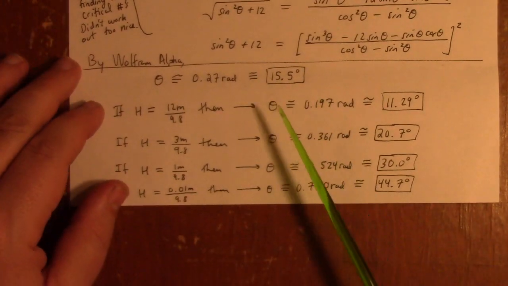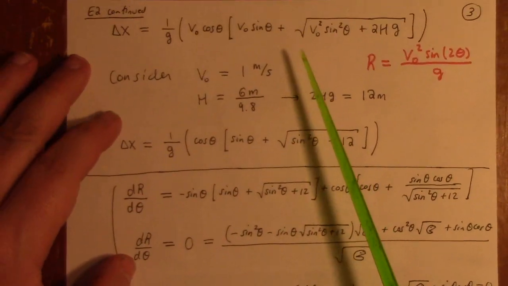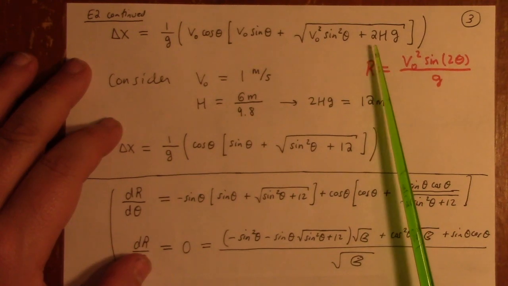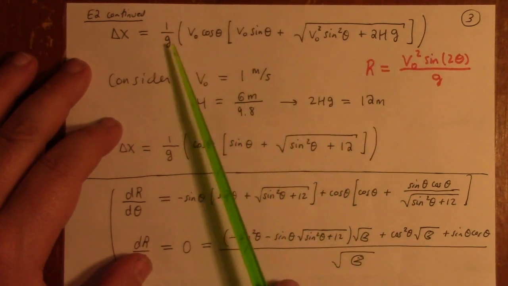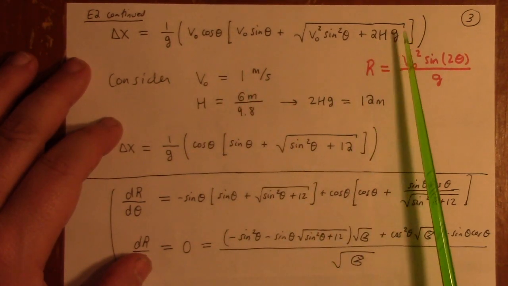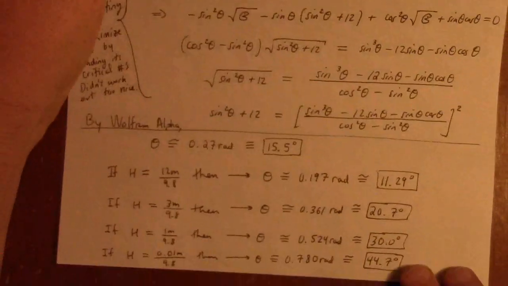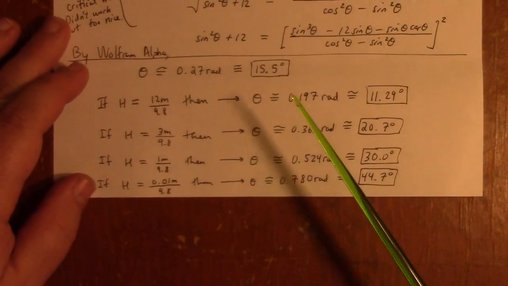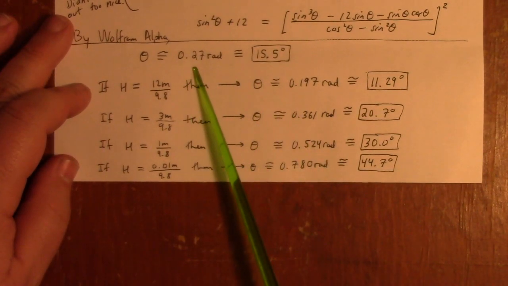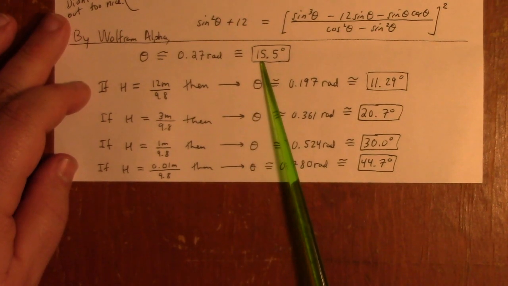So what I did here was I took Wolfram Alpha and I gave it back my range formula, right, up here, with the specific numbers put in, and I said maximize this, all right? And so what Wolfram Alpha does is it differentiates, sets it equal to 0, and numerically solves that critical equation. What Wolfram Alpha told me was that for my original set of numbers, it gave me about 0.27 radians or 15.5 degrees for max range.